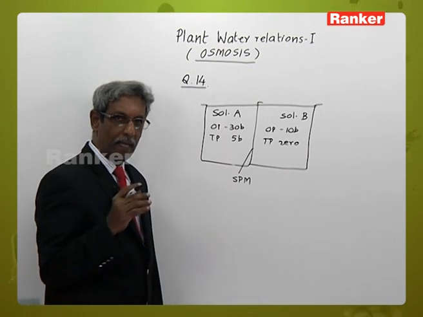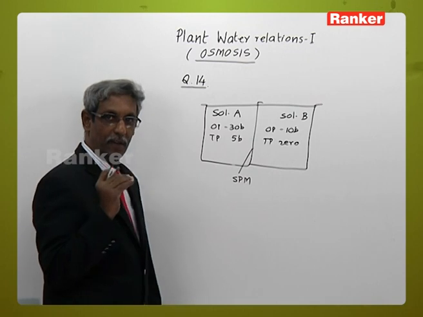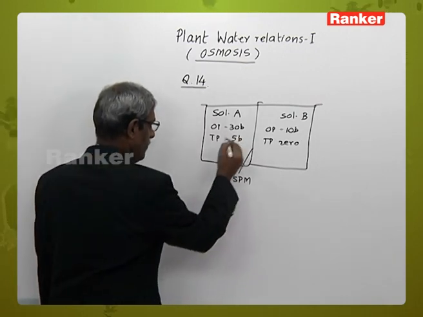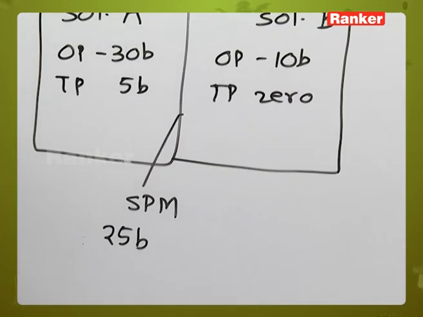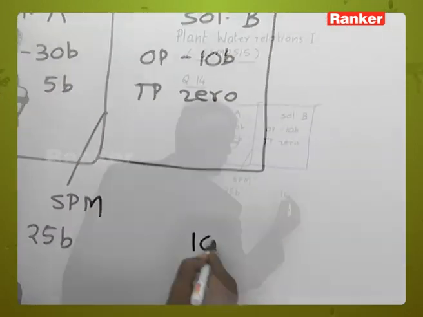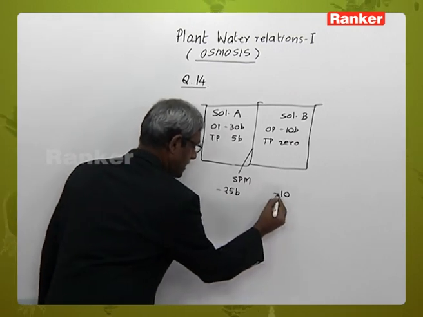Now, primarily the difference between the OP and the TP gives the value of the diffusion pressure deficit. So, here in this case it is minus 30 plus 5, you get 25. And here you have minus 10 and 0, you get 10. Now, this is minus and this again is minus.